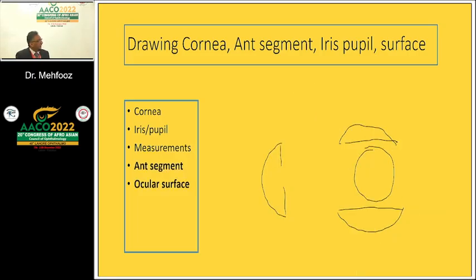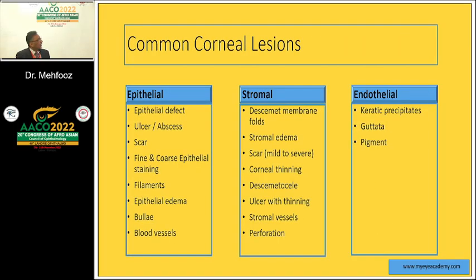Then this is for the anterior chamber, and this is for the dorsal and bulbar conjunctiva. Now, the common epithelial lesions. Common epithelial lesions are, and common stromal lesions and common endothelial lesions, and I'll give you the signs for all of them. All these signs are on www.myeyeacademy.com, so you don't have to remember them. You can go to that website, or you can go to the YouTube channel, and you can find all those signs.